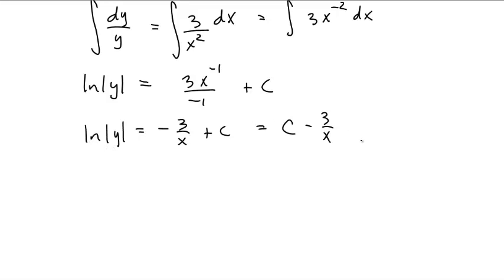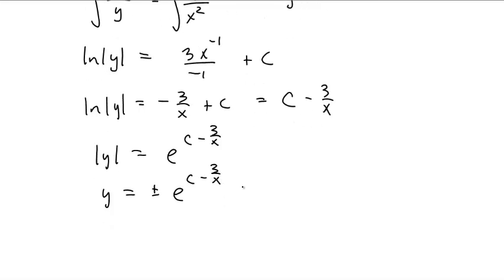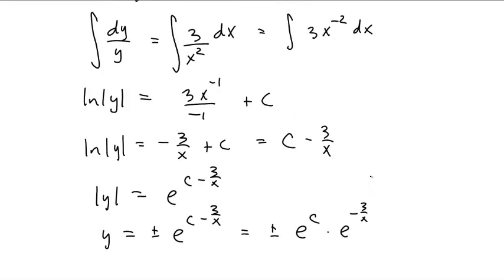Let's see, we have to solve for y. We have to raise both sides to the e. So we get the absolute value of y is e to the c minus 3 over x. And so y is plus or minus e to the c minus 3 over x. And this is a trick that we're going to do in the future. We're going to call this plus or minus e to the c times e to the minus 3 over x. And what has gone wrong?